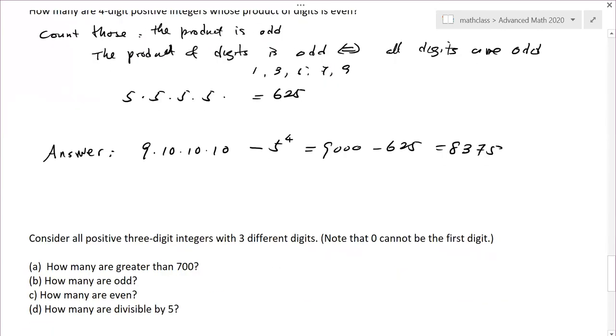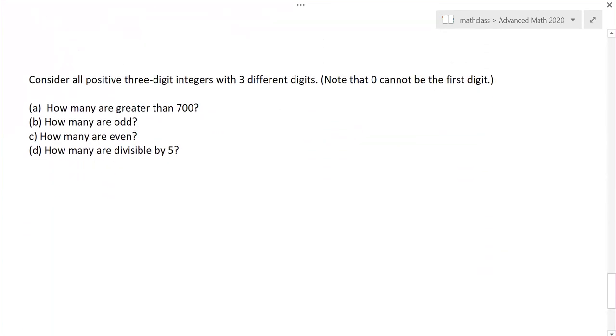Right. So take a look at the next problem. We have a several-part problem here. Consider all positive 3-digit integers with 3 different digits, and note that 0 cannot be the first digit. How many are greater than 700? That's the first question. And how many are odd? How many are even? How many are divisible by 5?